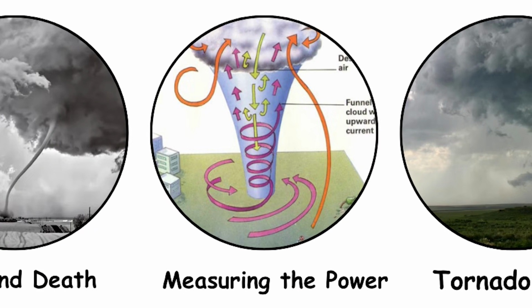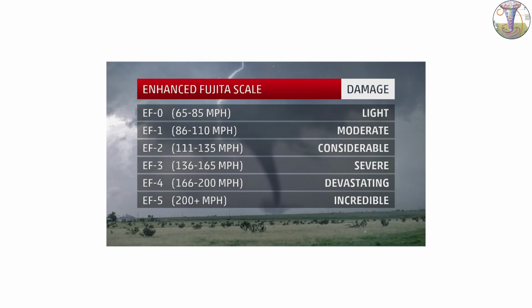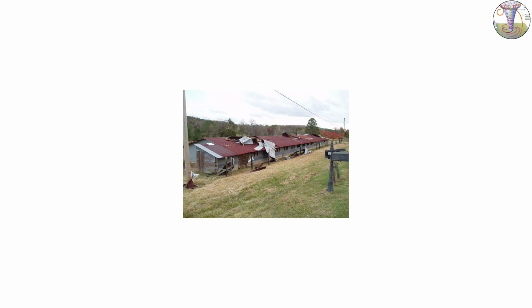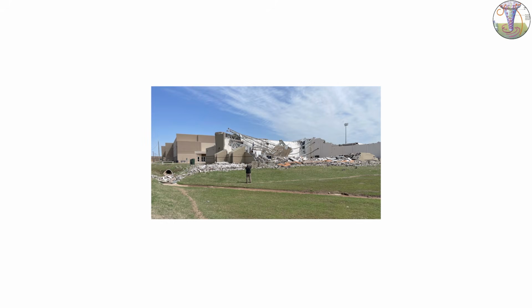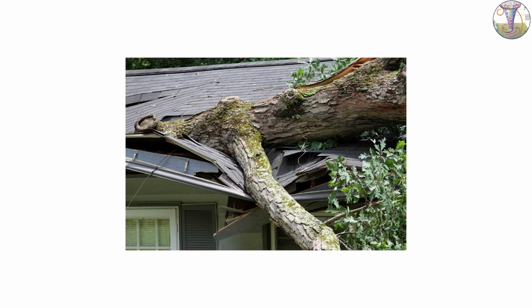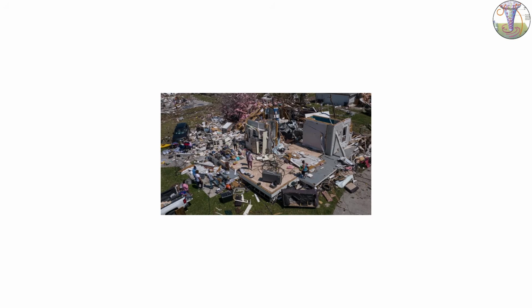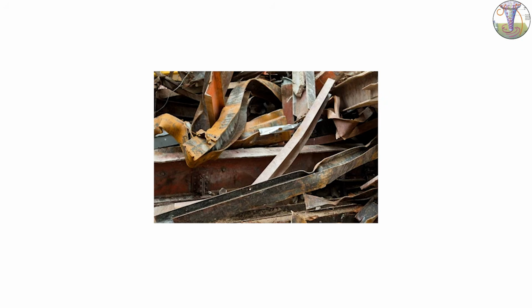Measuring the power. After the sky clears, experts use the Enhanced Fujita scale to rate the tornado's strength. This system measures damage to estimate wind speeds, from EF0 for light damage to EF5 for near total devastation. An EF0 may tear shingles from roofs and uproot small trees. EF3 tornadoes can destroy well-built homes. EF5 tornadoes are almost beyond comprehension. Entire neighborhoods swept clean, steel beams twisted, asphalt peeled from roads.